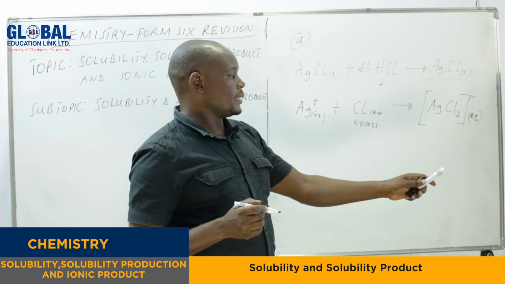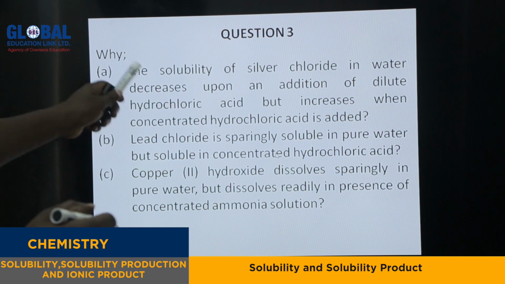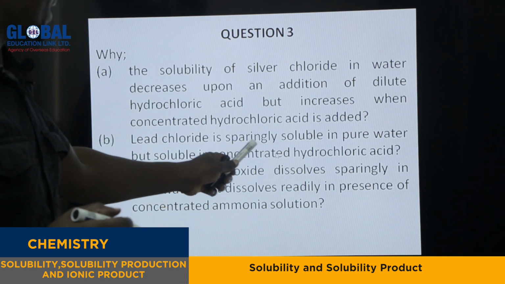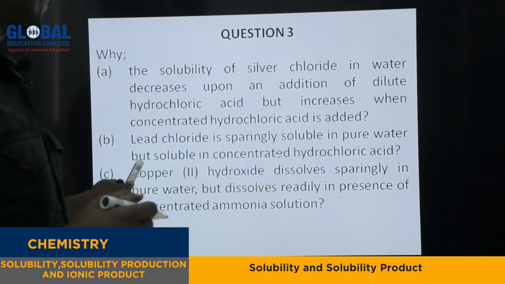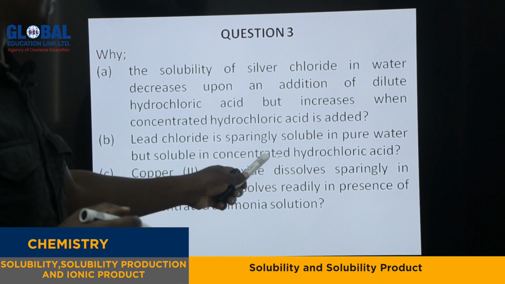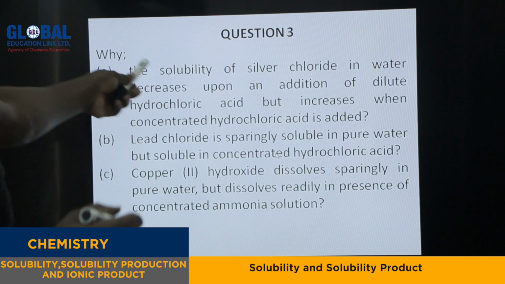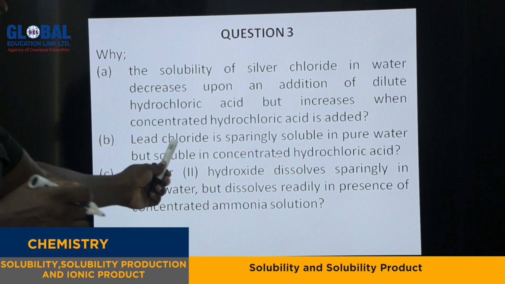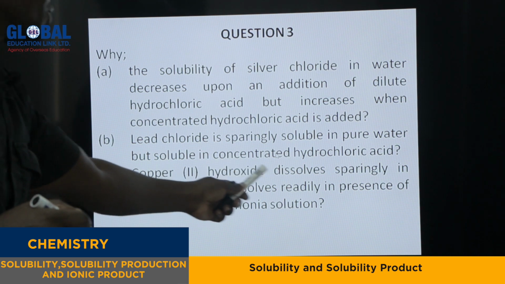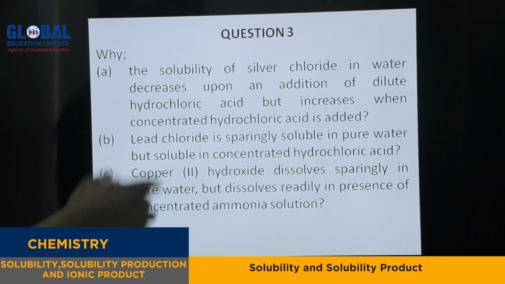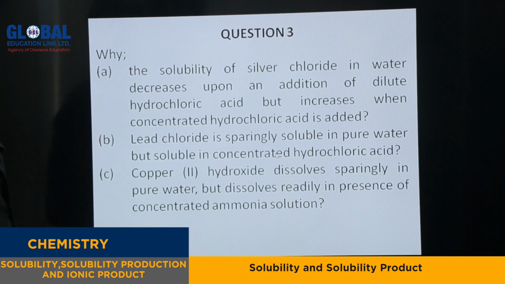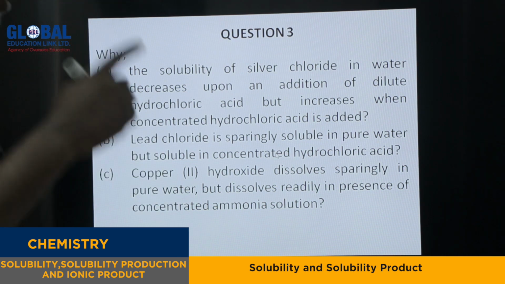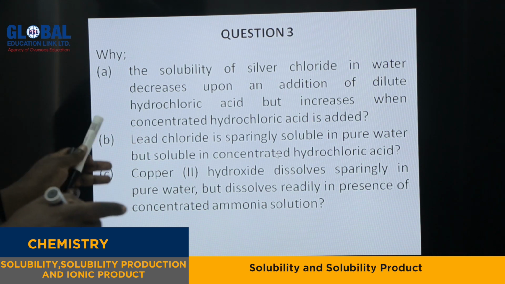Now, if we consider the second part of the third question, lead chloride is sparingly soluble in pure water, but soluble in concentrated hydrochloric acid. This is the same as what we have discussed above, but here, instead of silver chloride, it is lead chloride. In concentrated hydrochloric acid, there are more chloride ions that will react with lead, leading into formation of a complex compound of lead.